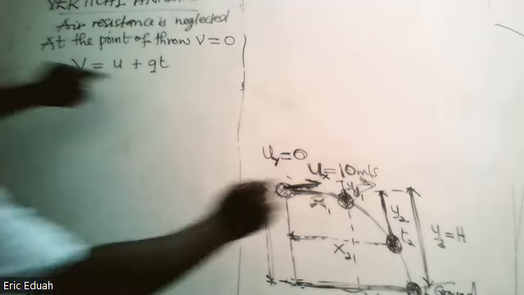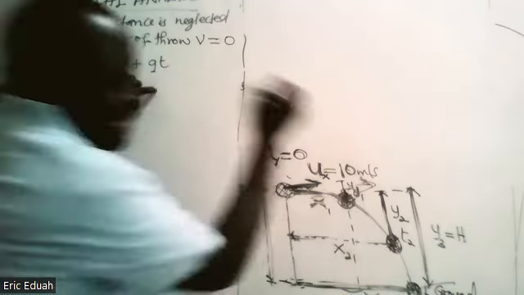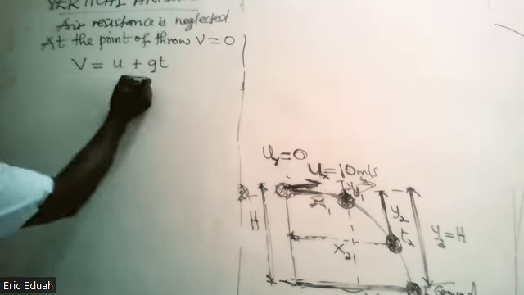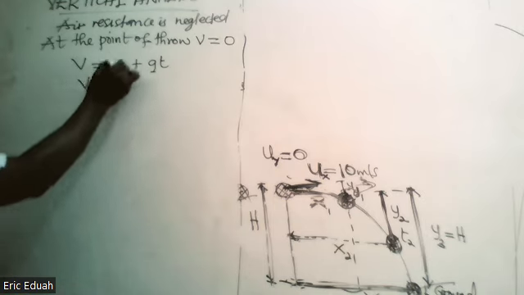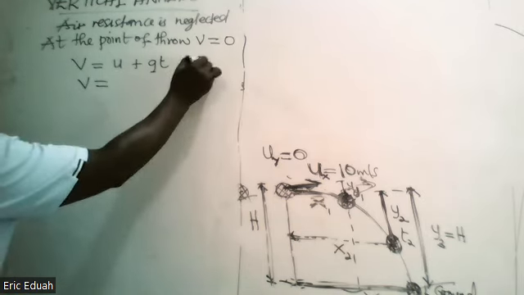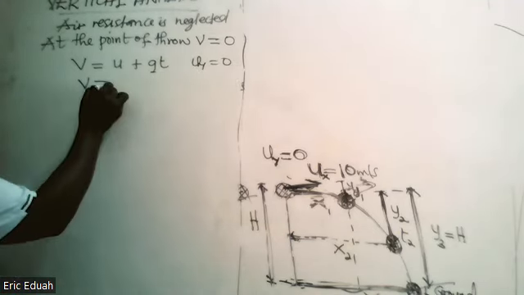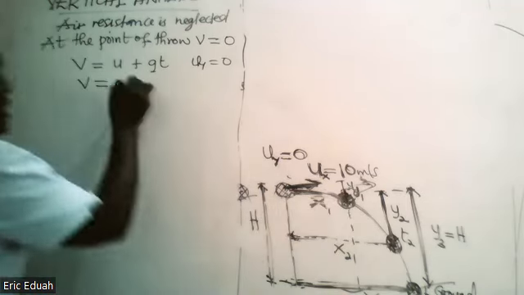Okay, so the particle is here. I want to determine the velocity here. Using this, I can determine the velocity. V would be equal to U, which is 0. The initial vertical velocity is 0. So if U is 0, V would be equal to g times the time taken to come here, T1.